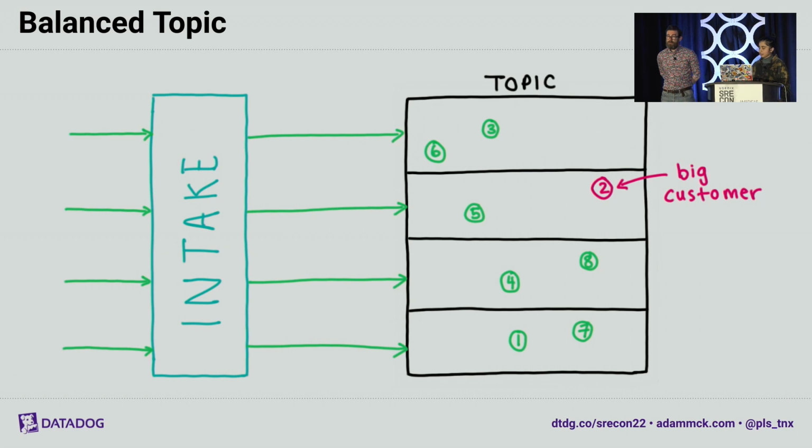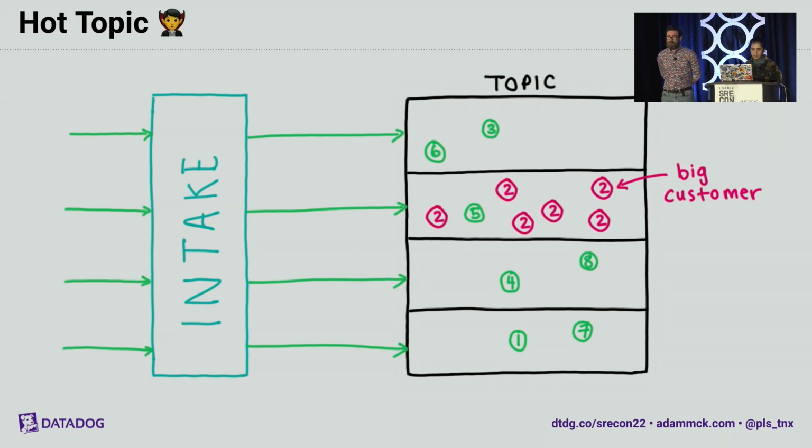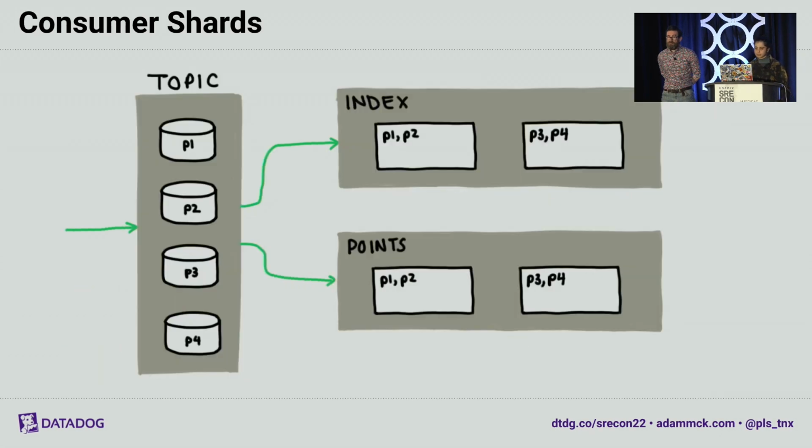Here it looks like customer 2 is a little bit different. Turns out it's a big customer. They start writing way more data than all other customers, which ends up gumming up the partition. Even though the number of customers is the same, the actual work being done by that 1 partition is much greater. Let's look at how this affects the consumers of this partition.